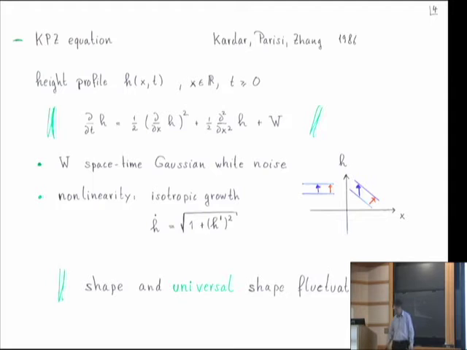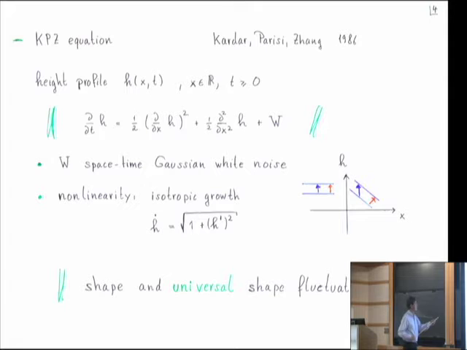Now comes the KPZ equation, which was proposed over 25 years ago, exactly for that purpose. This comes more from the statistical mechanics field theory side, and these people were not so happy with having such a discrete model, so they tried to write down a continuum equation, okay?